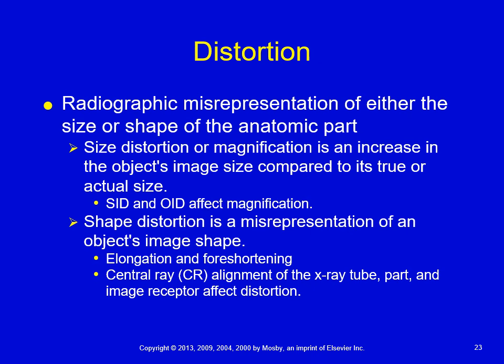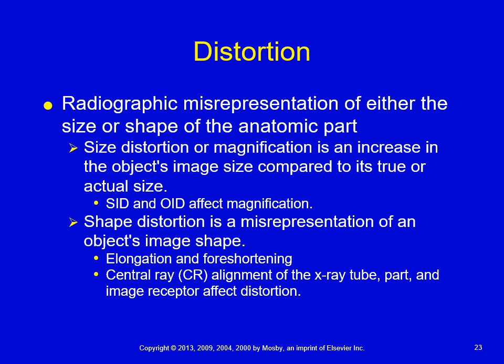So OID, what I want you to think about with OID is, and you already experimented with this, the farther away that part is from that image receptor, the more magnified it's going to appear. All right, that's one reason why we try to keep the body part as close to the image receptor as possible. All right, the second type of distortion is called shape distortion.